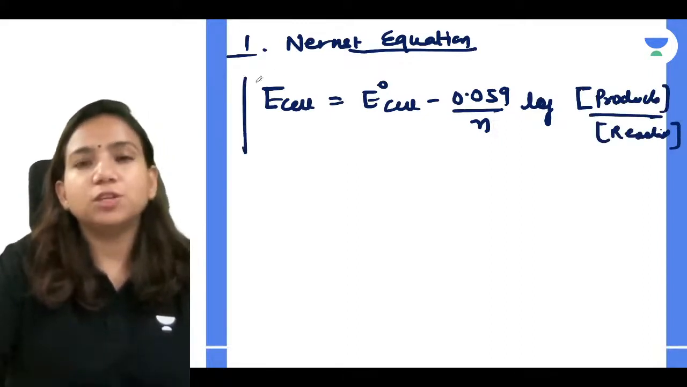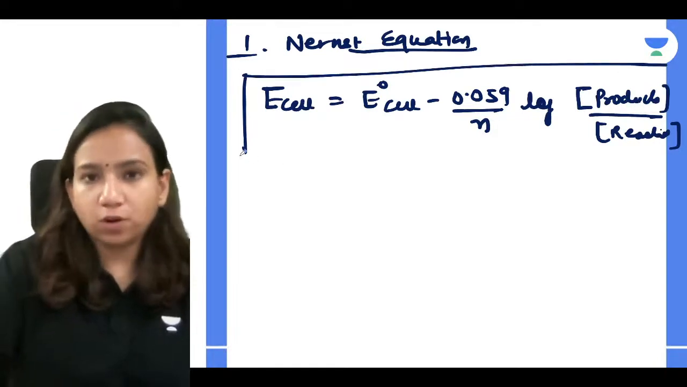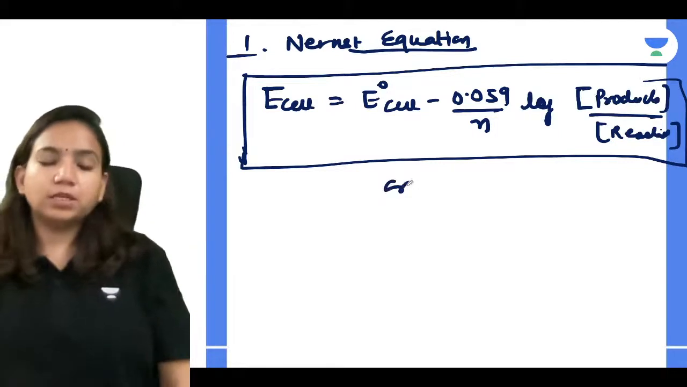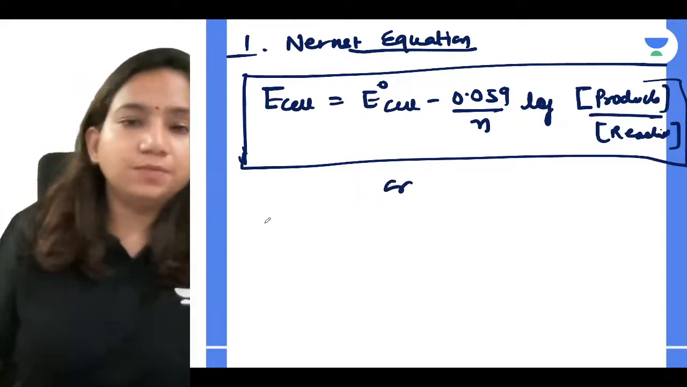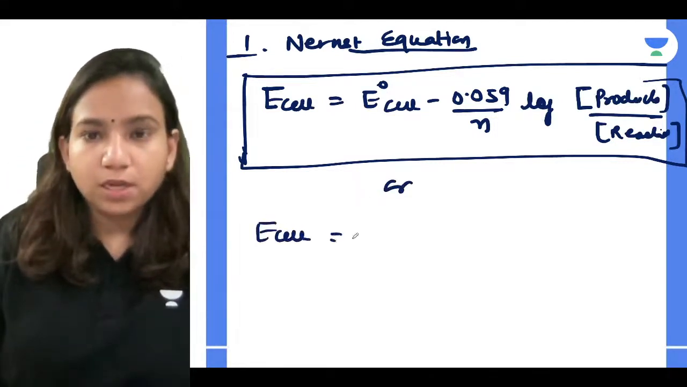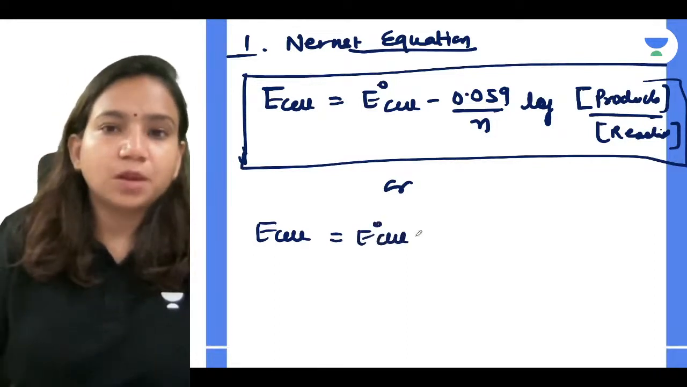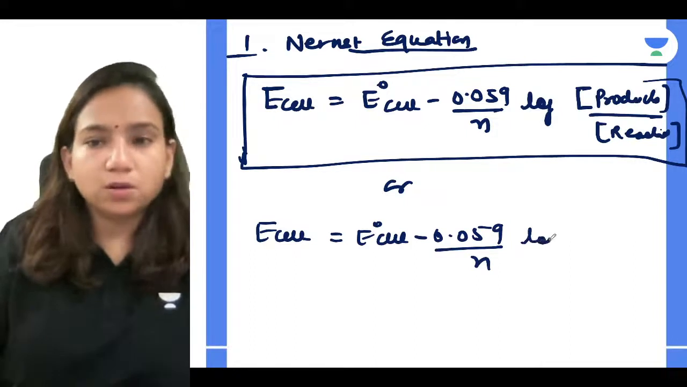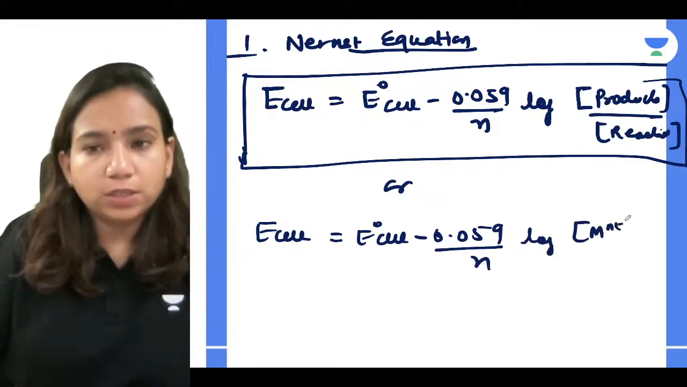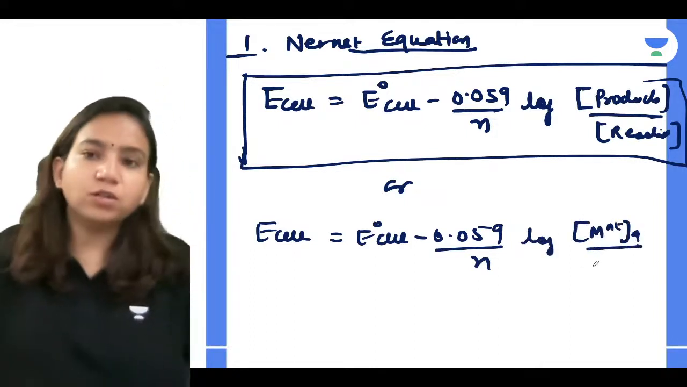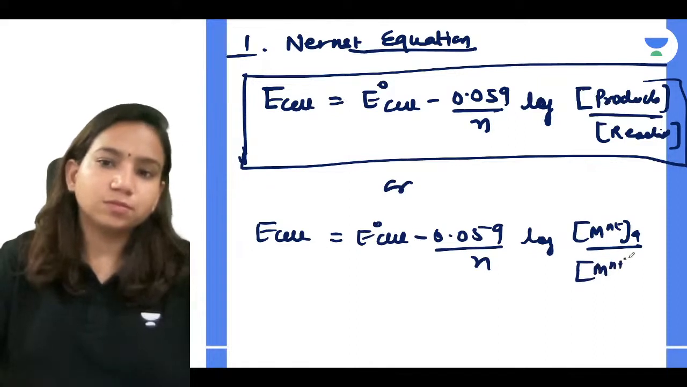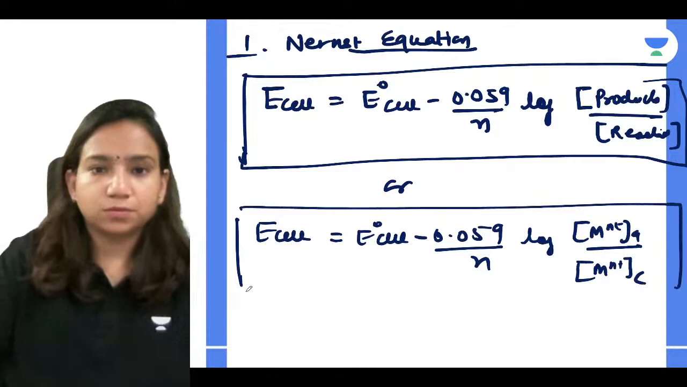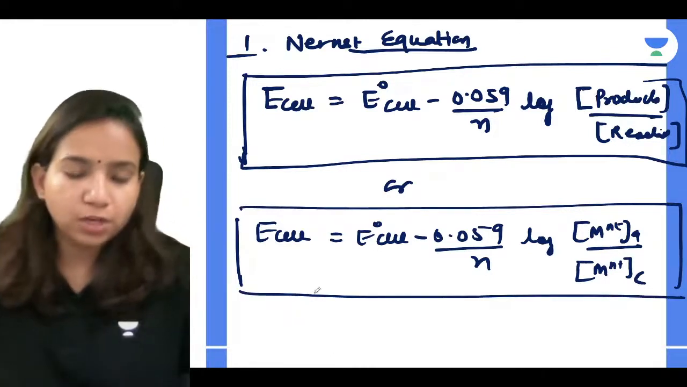We mentioned that you can write it as log of concentration of anode divided by concentration of cathode as well. So I can write E cell is equal to E naught cell minus 0.059 by N log concentration of anode divided by concentration of cathode. This is the first equation.